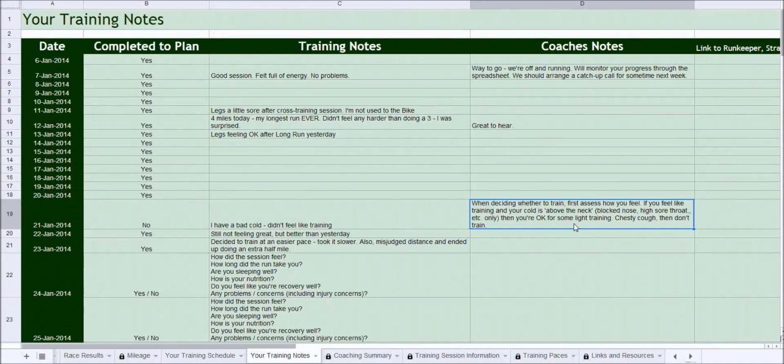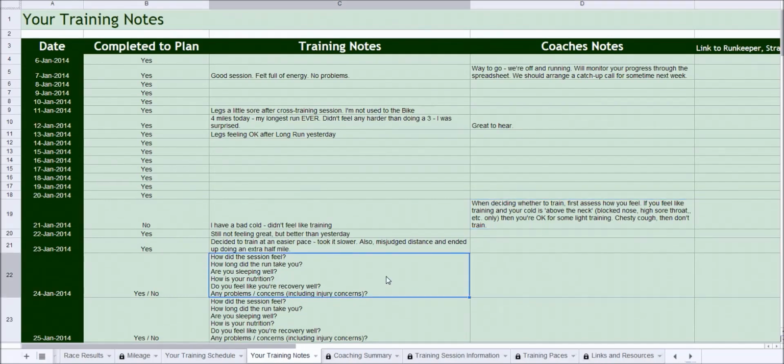So this is the mechanism that we use for communication on a day-to-day basis, training session to training session basis between the coach and the coachee. And that's obviously supported via email contact and through phone and/or Skype contact if that's part of the plan that you've purchased.